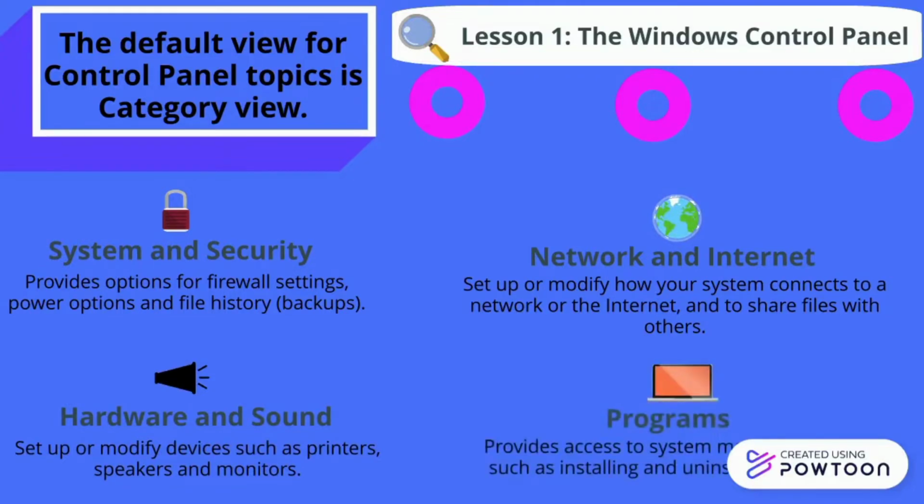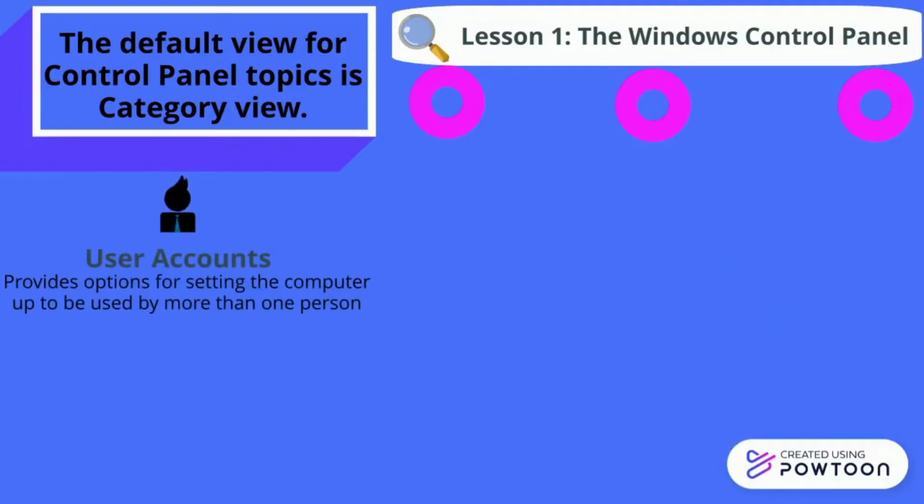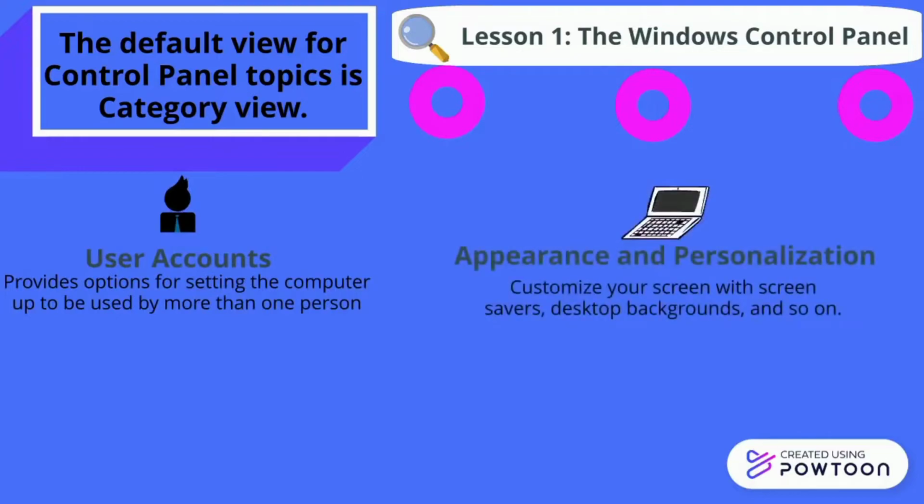Programs. Provides access to system management tasks, such as installing and uninstalling programs. User accounts. Provides options for setting the computer up to be used by more than one person. Appearance and personalization. Customize your screen with screensavers, desktop backgrounds, and so on.